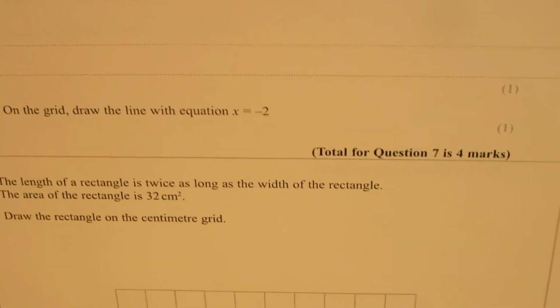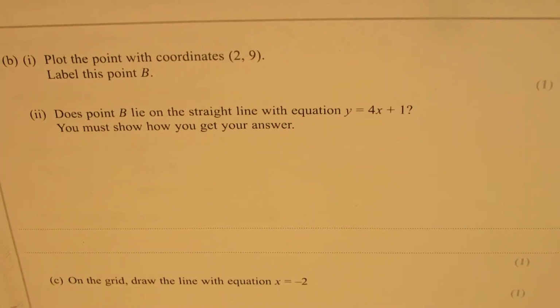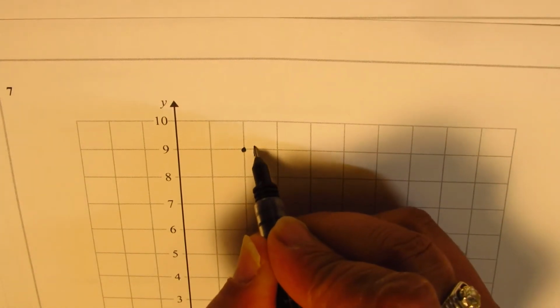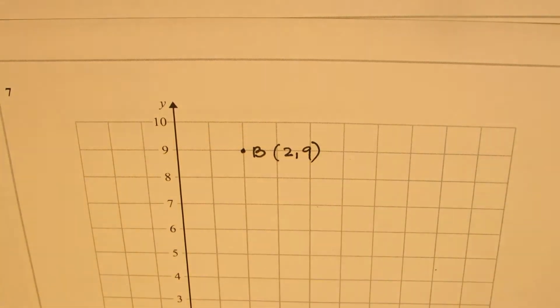Part B is, plot the point with the coordinates 2, 9. Label this as B. Okay. So 2, 9. So 2 and then 9 will be this point, and we are labeling this as B. Clear? So that is 2, 9. So B is 2, 9. So first you write the x value, then the y value.